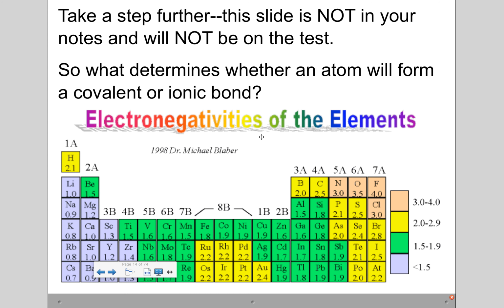All right, so we're going to take it a step further. This is not in your notes, and it's not going to be on the test. What determines whether an atom will form a covalent or ionic bond has everything to do with the electronegativity values. Electronegativity values tell you how attractive these elements are to electrons. The higher number, which is fluorine, means that it's going to take that electron, versus lithium or sodium, which have low electronegativity values. So here you find the lowest values, and over here you pretty much find the highest values.